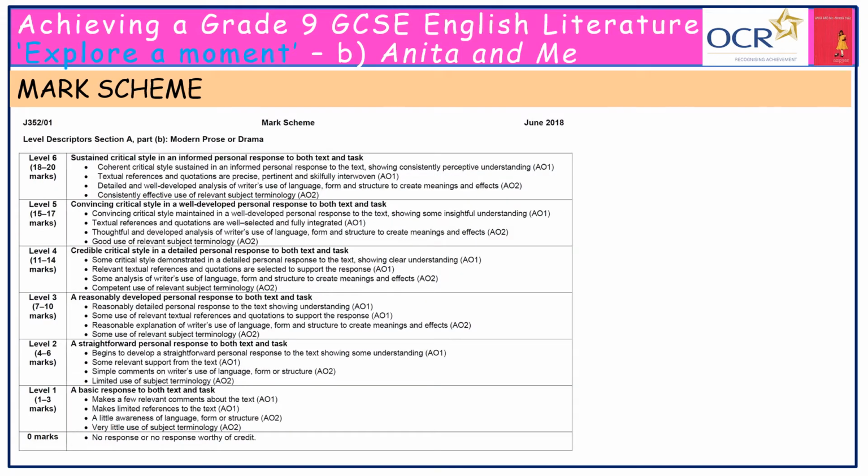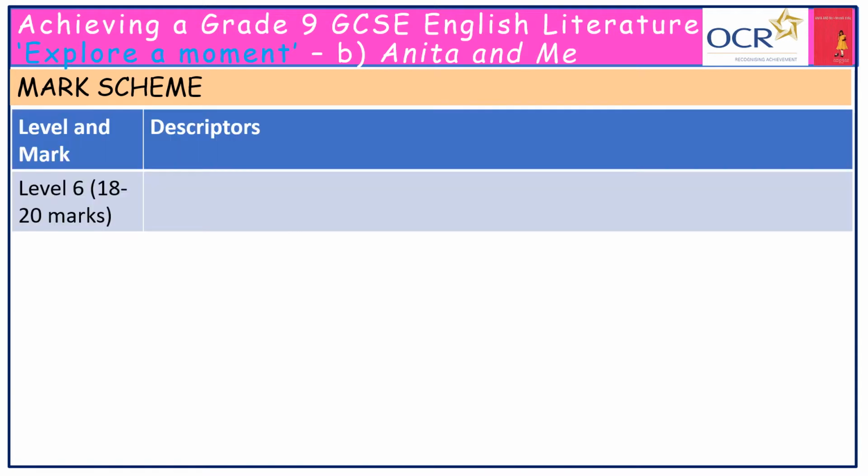So here's the mark scheme for question 1B from the OCR GCSE English Literature, exploring modern and literary heritage texts. But of course it's the top band, level 6, that we're really interested in. What have we got, and what does each bullet point mean in non-examination gobbledygook?